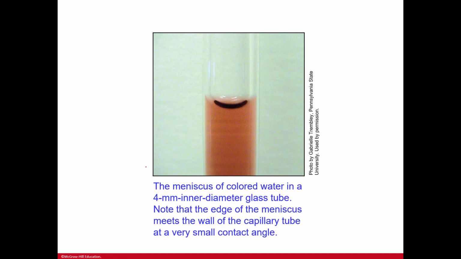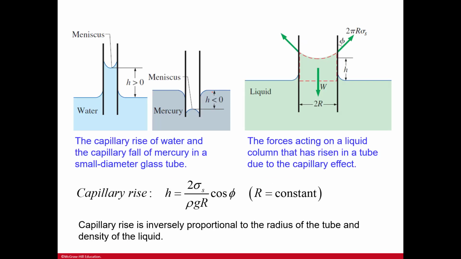This is a better example of the meniscus of a colored water, so you can see here. Okay, and so here you see the difference in the wetting versus non-wetting. Okay, and then you have the meniscus of each.